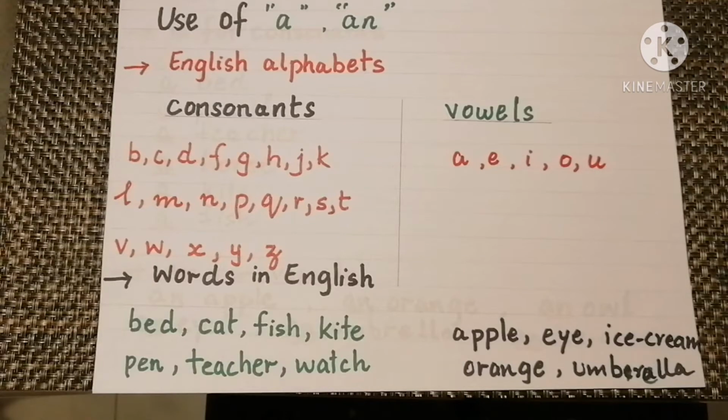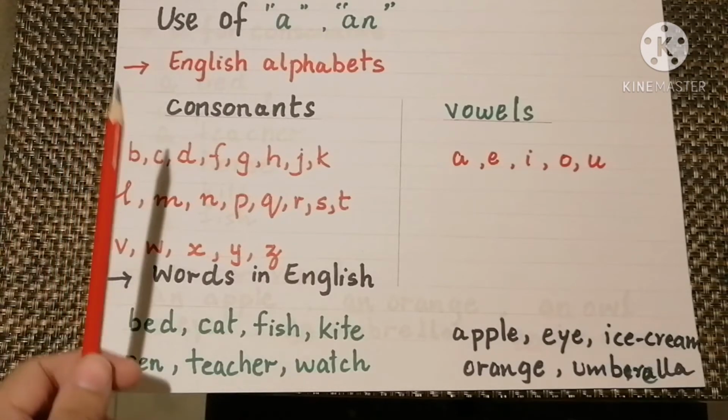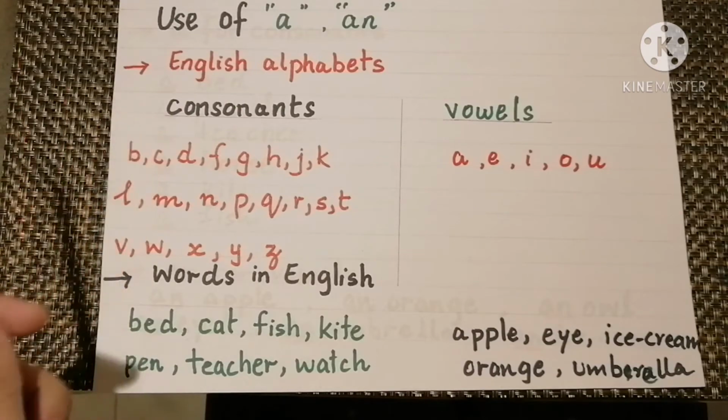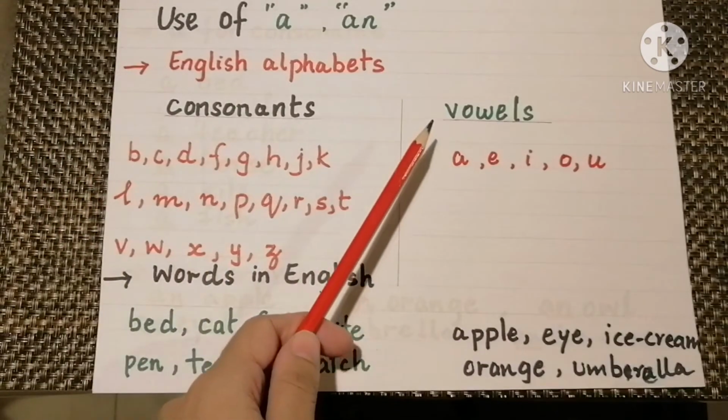Today we will study the use of a or an in English. As we all know, the English alphabet is A, B, C, D, E, F, G, H, I, J, K, L, M, N, O, P, Q, R, S, T, U, V, W, X, Y, Z, but the letters are divided into two parts. One is known as consonants and the other is known as vowels.